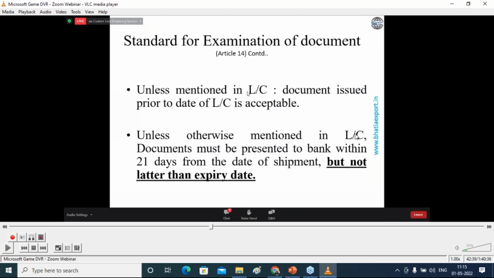Unless otherwise mentioned in the LC, documents must be presented to the bank within 21 days, as I told you earlier. RBI is also following the same regulations, so it is an international regulation. Generally within 45 or 21 days the documents should be presented to the bank, but not later than the expiry date.